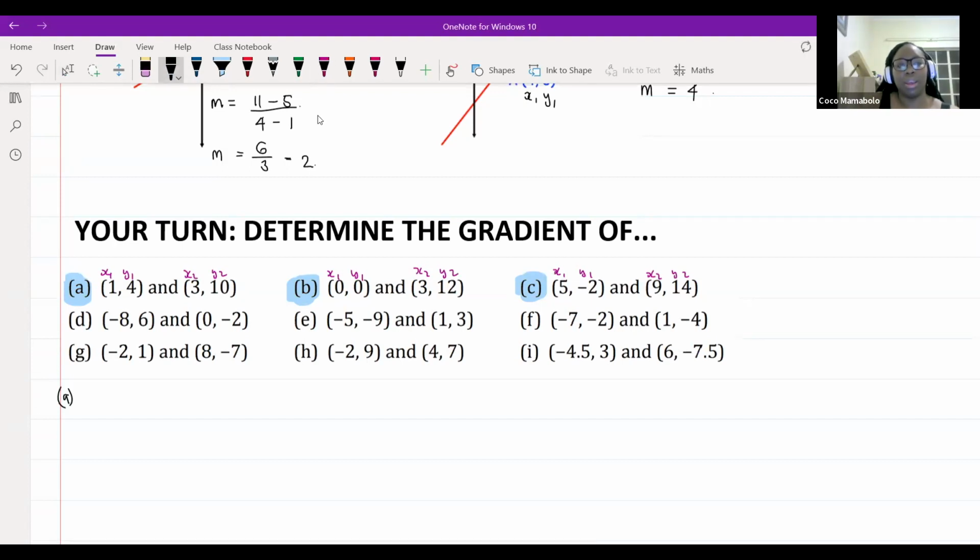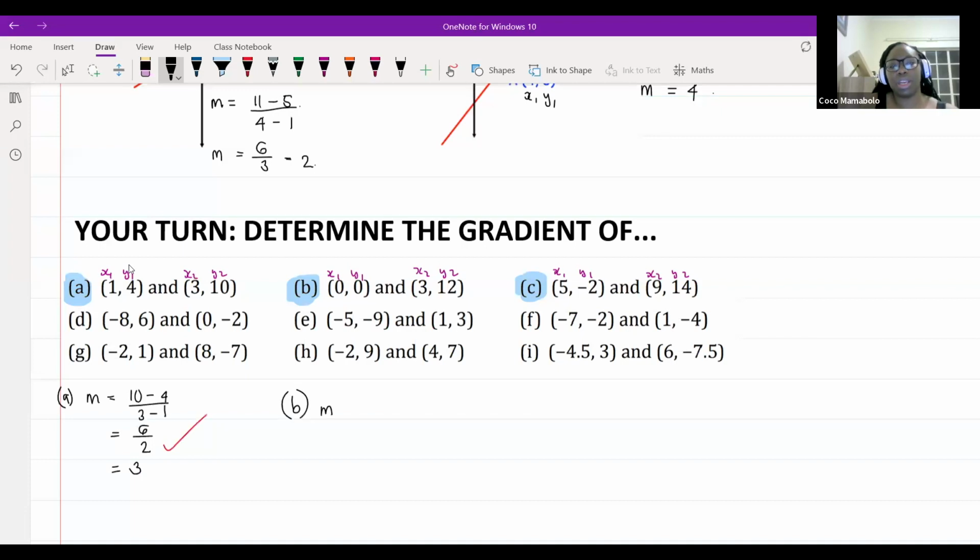Let's start with A. M is equal to y2 minus y1, so 10 minus 4 over x2, 3 minus 1. 10 minus 4 will give us 6, 3 minus 1 will give us 2, so the gradient should be 3. All right, 1 mark if you managed.